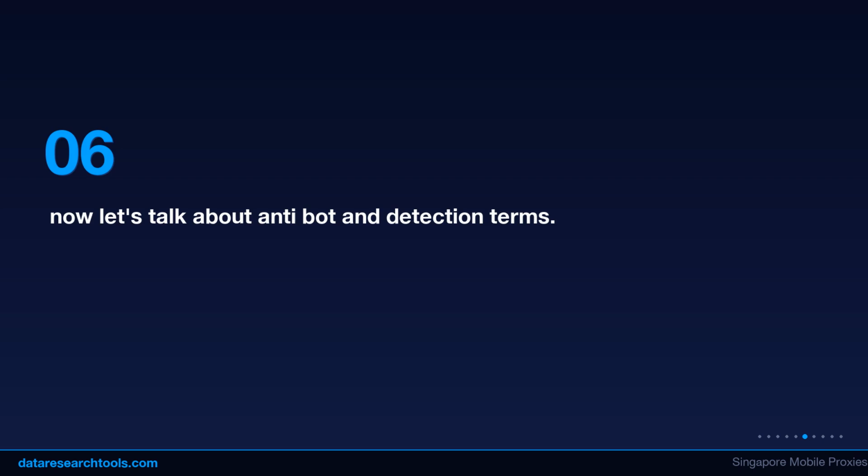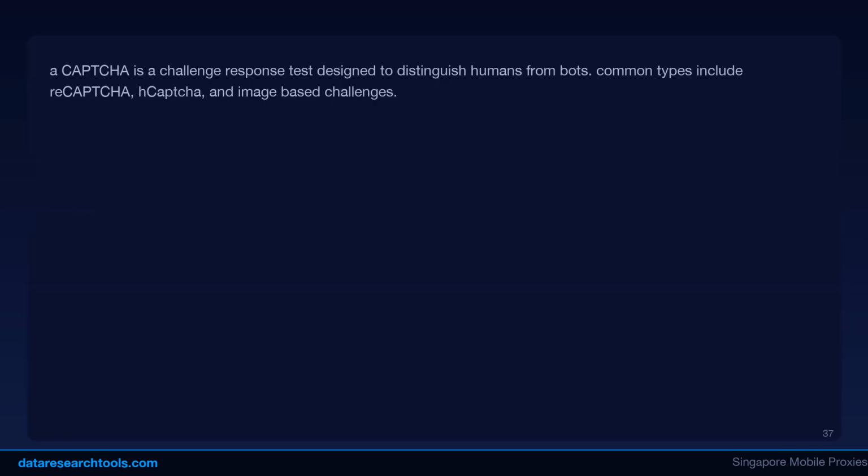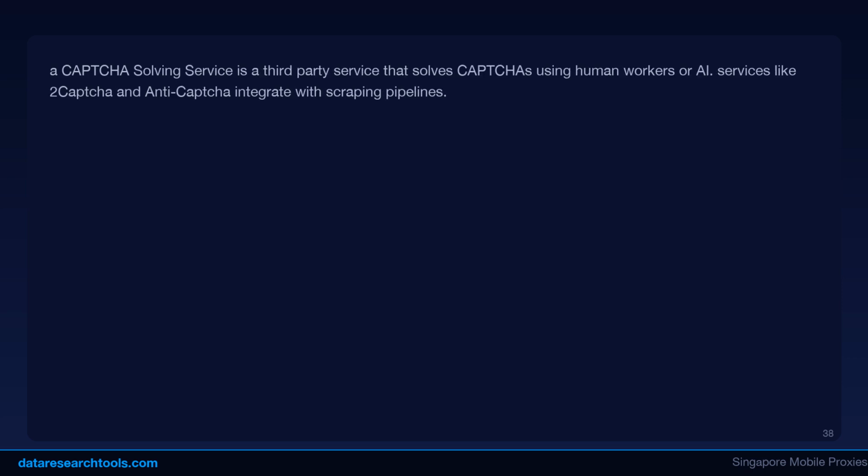A CAPTCHA is a challenge response test designed to distinguish humans from bots. Common types include reCAPTCHA, hCaptcha, and image-based challenges. A CAPTCHA solving service is a third-party service that solves CAPTCHAs using human workers or AI. Services like 2Captcha and Anti-Captcha integrate with scraping pipelines.